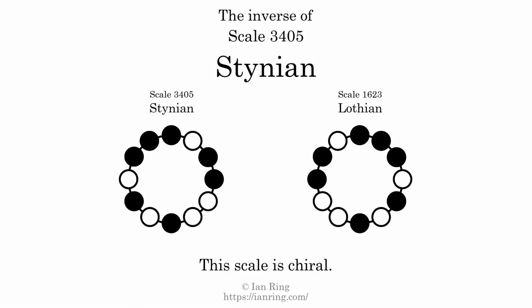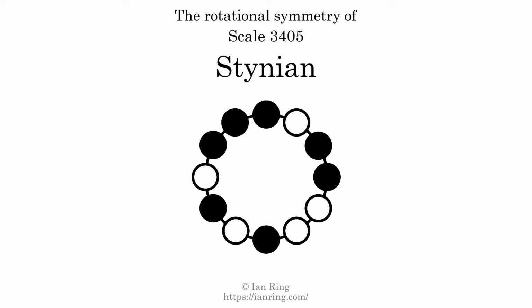The inverse of a scale is a mirror image. It is what you get when the sequence of intervals is reversed. The inverse of this scale is scale 1623, also known as Lothian. This scale is chiral. It cannot transform into its inverse by rotational transformation. This scale has no rotational symmetry.